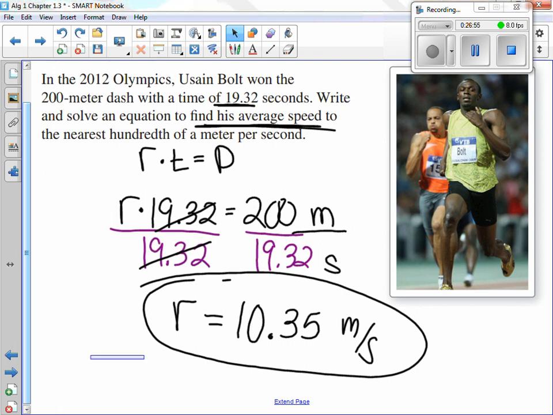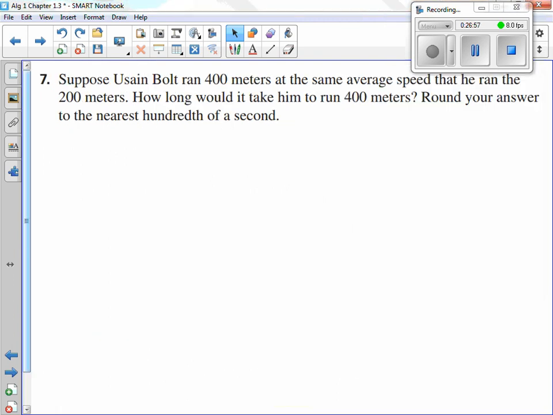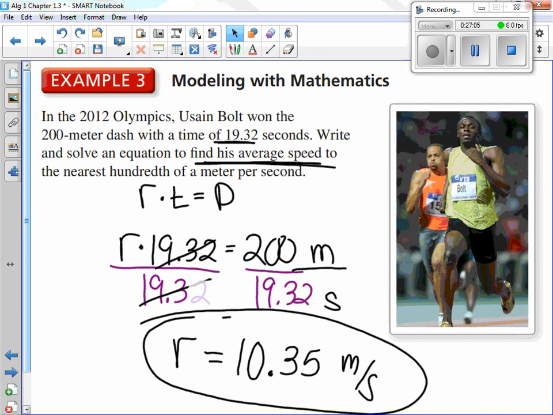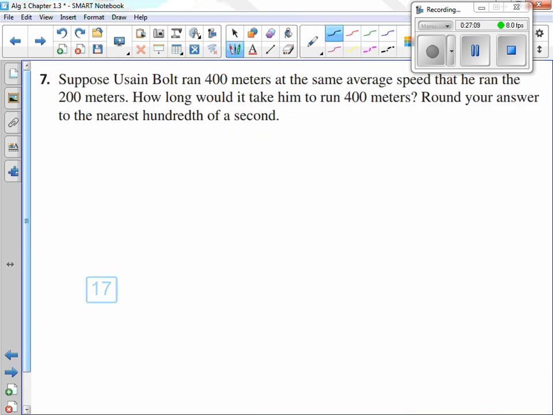So let's look at the next one. Suppose Usain Bolt ran 400 meters at the same speed that he ran the 200 meters. So what did he run the 200 meters at? 10.35. We just found that right here. So his rate is equal to 10.35 meters per second. That's his rate. How long would it take him to run 400 meters? Round your answer to the nearest hundredth of a second.